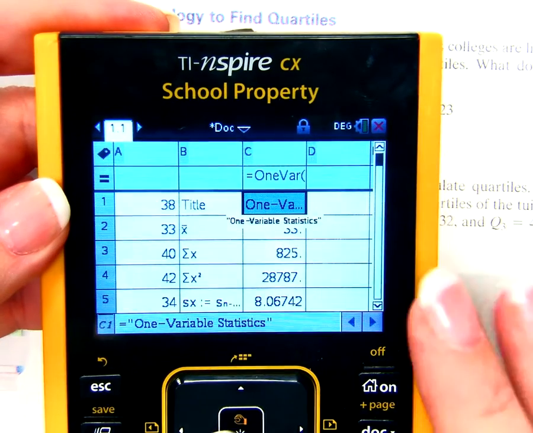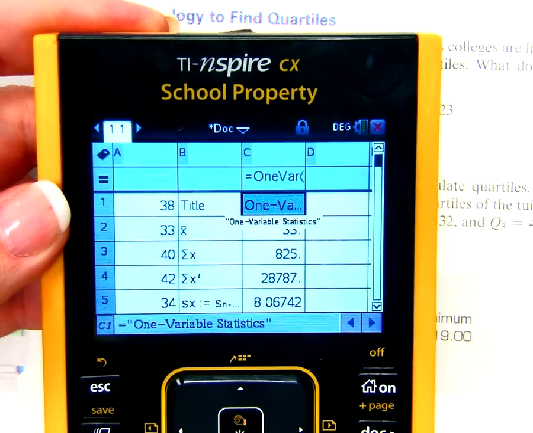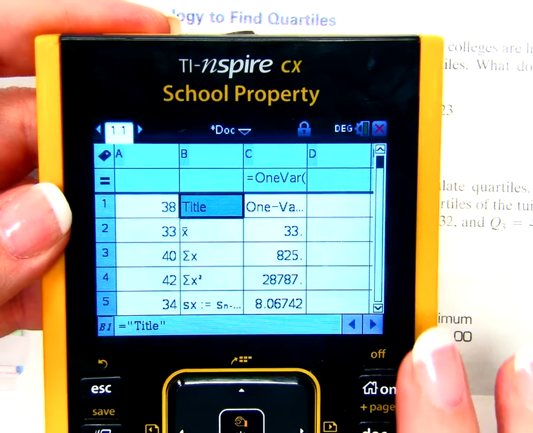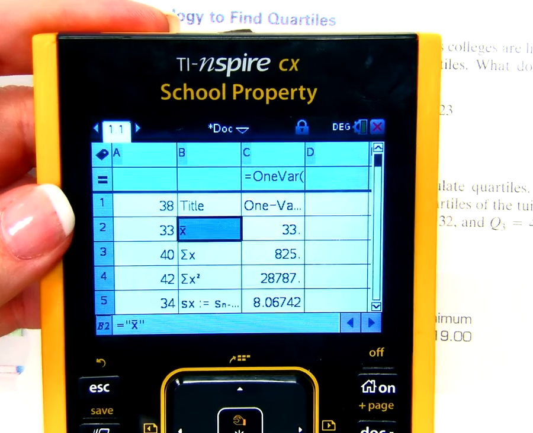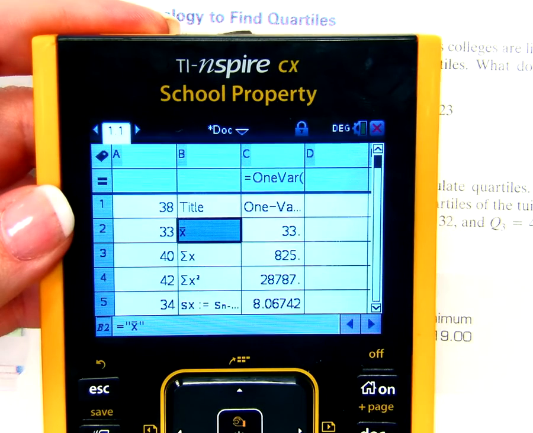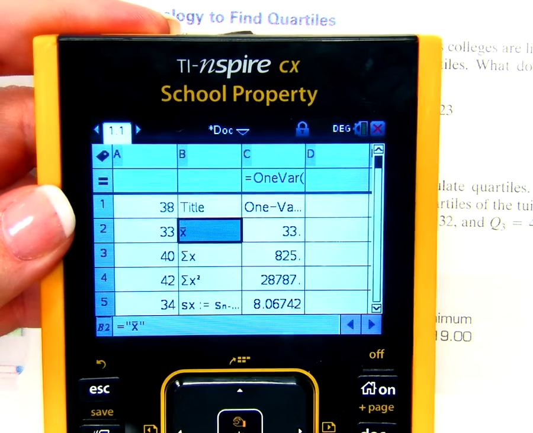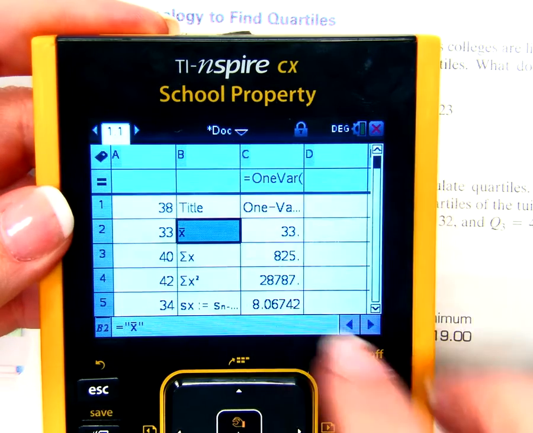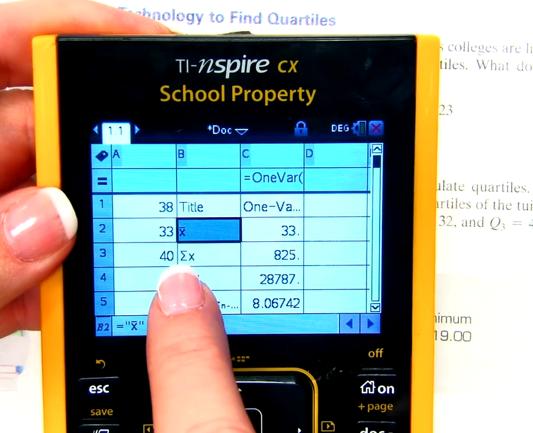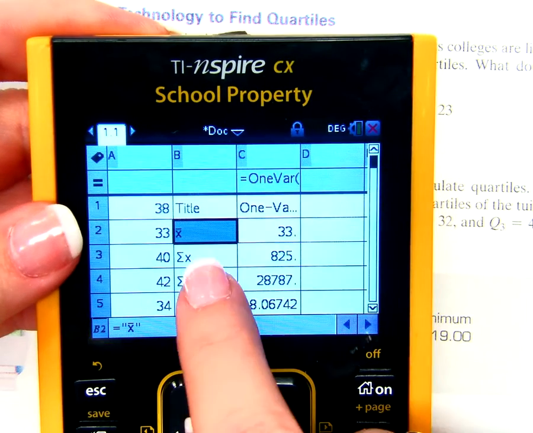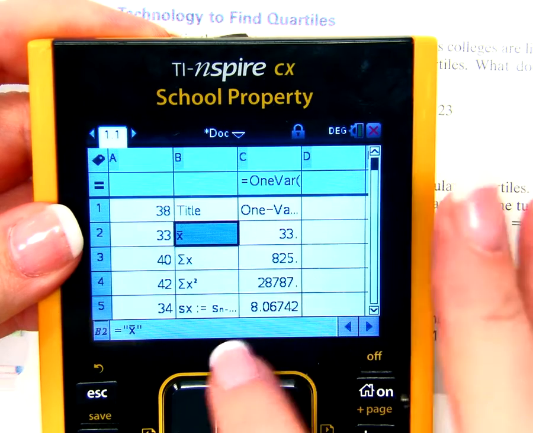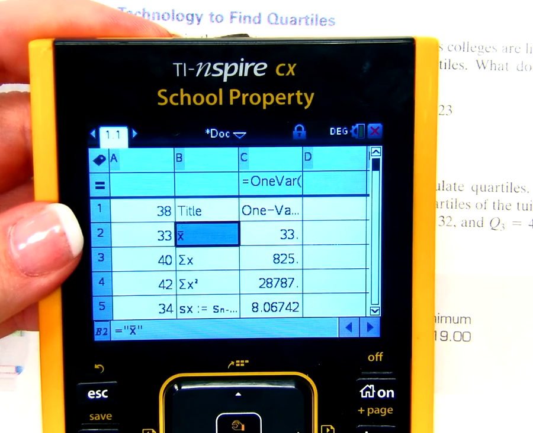So let's look at what it told me. First it's saying here's the title and here's the one variable statistics. It's giving me information to tell me where everything is. So what does x bar mean? Mean. My mean is 33. Did I have to add up all those numbers and divide by 25? No. Our technology can help us do that. What does sigma mean again? Do you remember? The sum of the x's, or of each data point. So the sum is 825. If I took 825 and divided by 25, I should get 33, right?